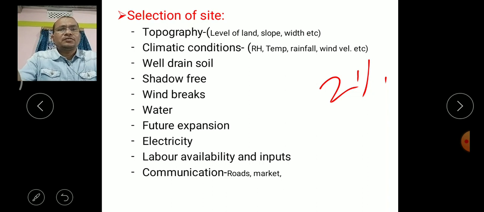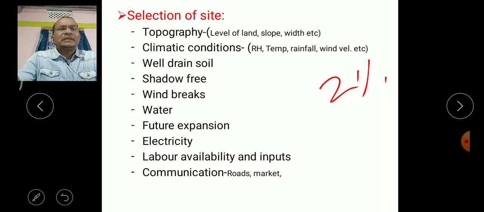Next parameter is your shadow free. There should not be any unnecessary tall tree nearby the greenhouse structure which can create a shadow within the structure, because our focus is to increase the intensity. So that is why a tall tree nearby the greenhouse cannot be allowed.